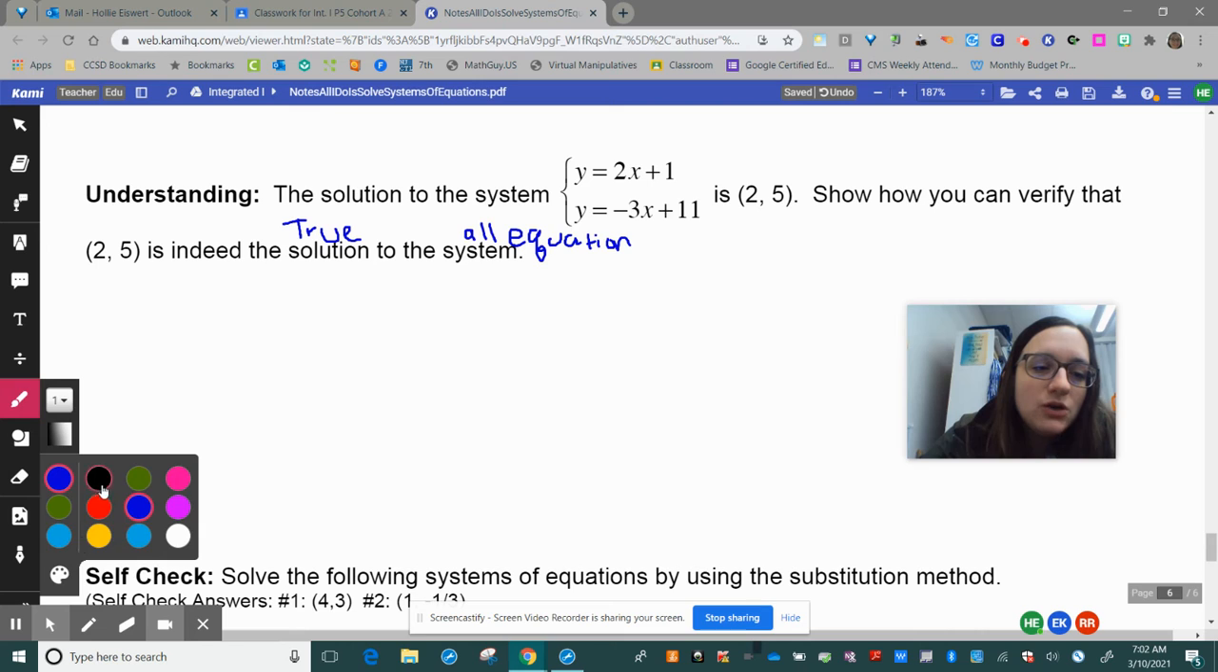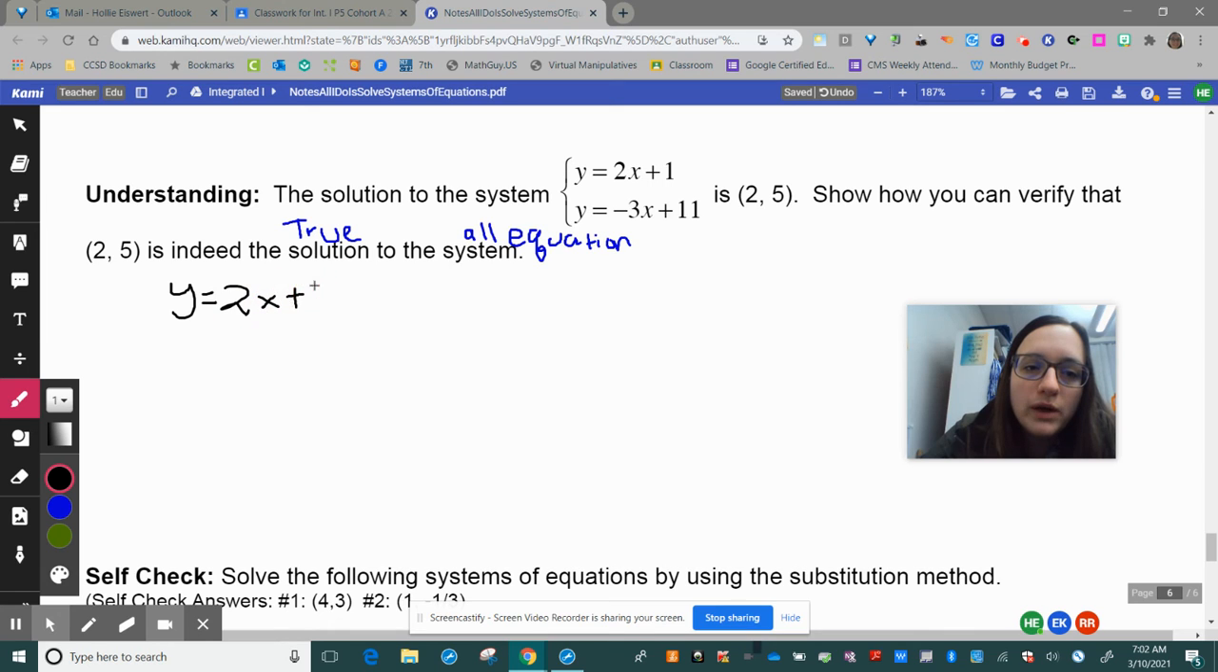So we're going to substitute it into both of them. So I'm going to take the first equation, y equals 2x plus 1 over here. And I'm going to get it ready for substitution for color coding. Okay, cool. So my x is 2, so I'm going to put in 2 for x.